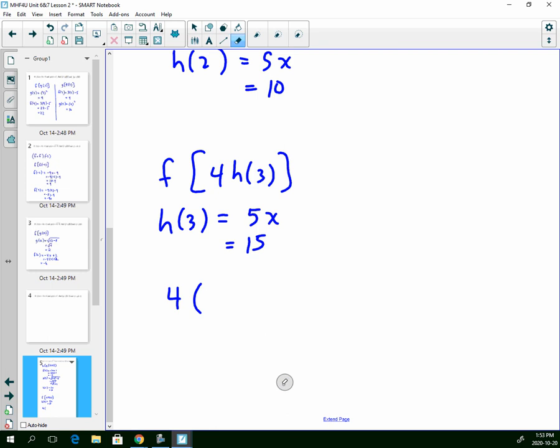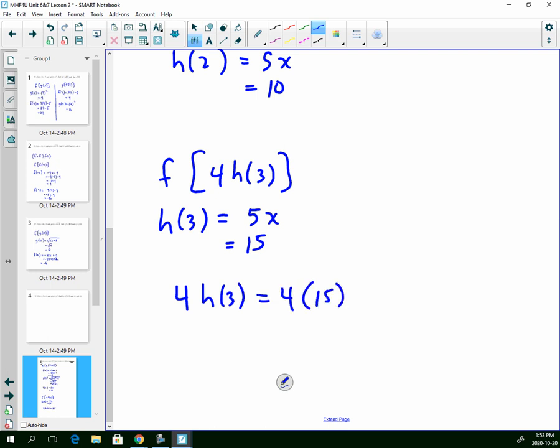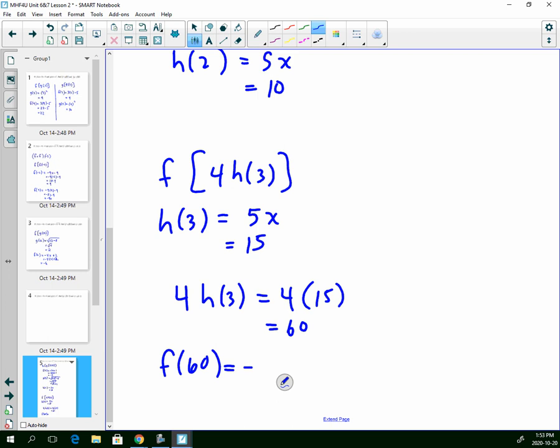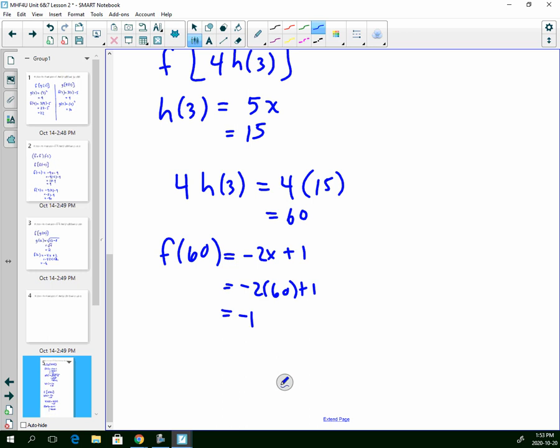So 4 times h of 3. Oh, not f, h. 4 times h of 3. So that would be 4 times 15 is 60. And then it wants me to do f of 60. So the rules still apply. You want to do the inside out, right? Always the inside first, and then work your way towards the outside.